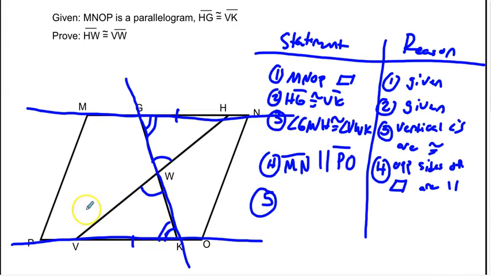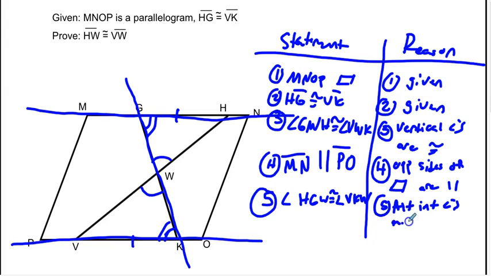Now, because we know these are parallel, remember this is the logical sequence of thinking. Because I know these are parallel, I know angle HGW is congruent to angle VKW, and that was because alternate interior angles are congruent. All right, and first you had to know that these were parallel to prove that the alternate interior angles were congruent. Now that I've got that, I could state the two triangles are congruent.